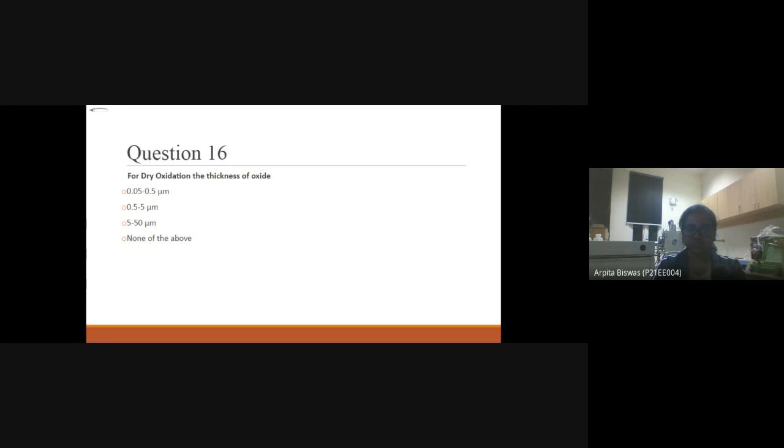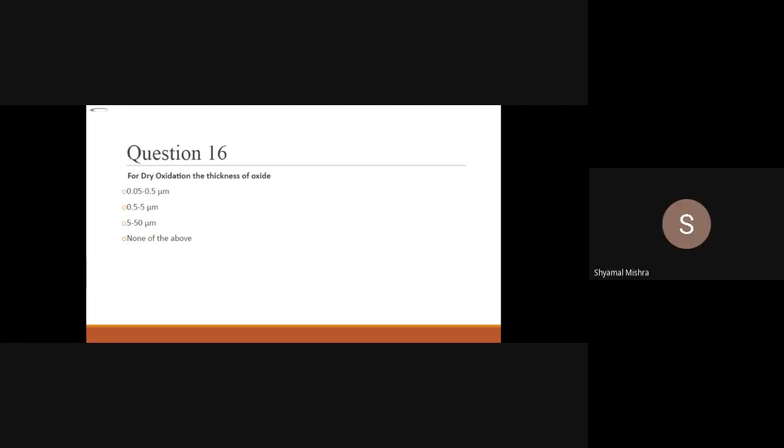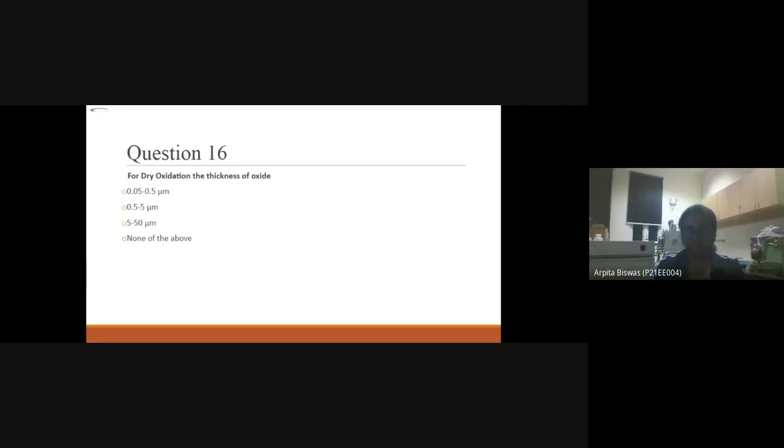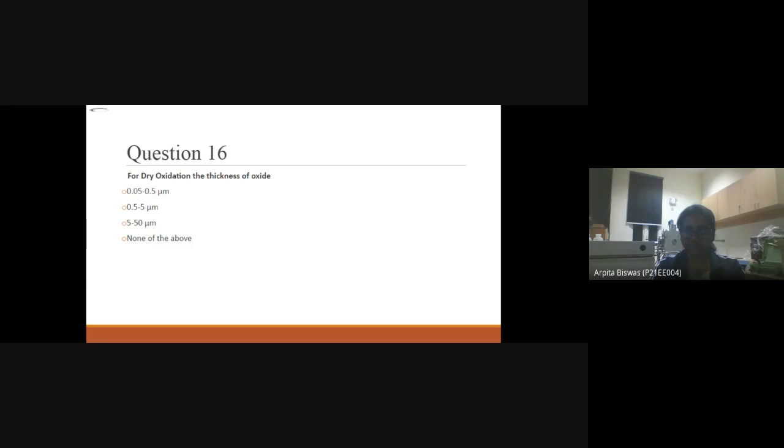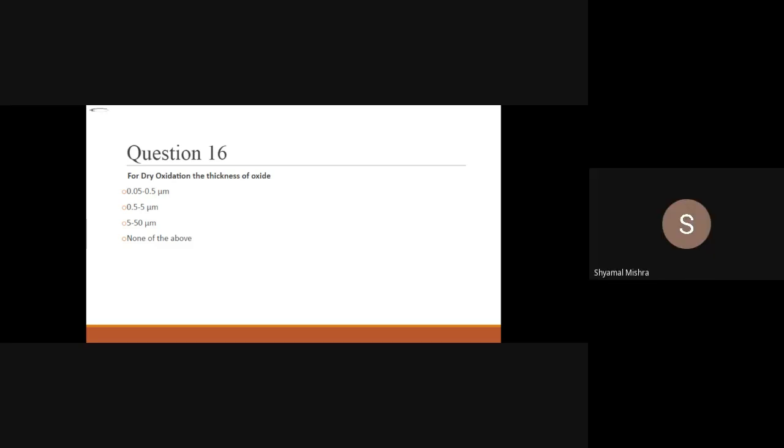So the right option is option A, 0.05 to 0.5 micrometer, because in the dry oxidation process the thickness of the oxide is very thin, as compared to wet oxidation, because the oxidation rate is very slow. But ma'am, in wet oxidation, what is the thickness of the oxide?